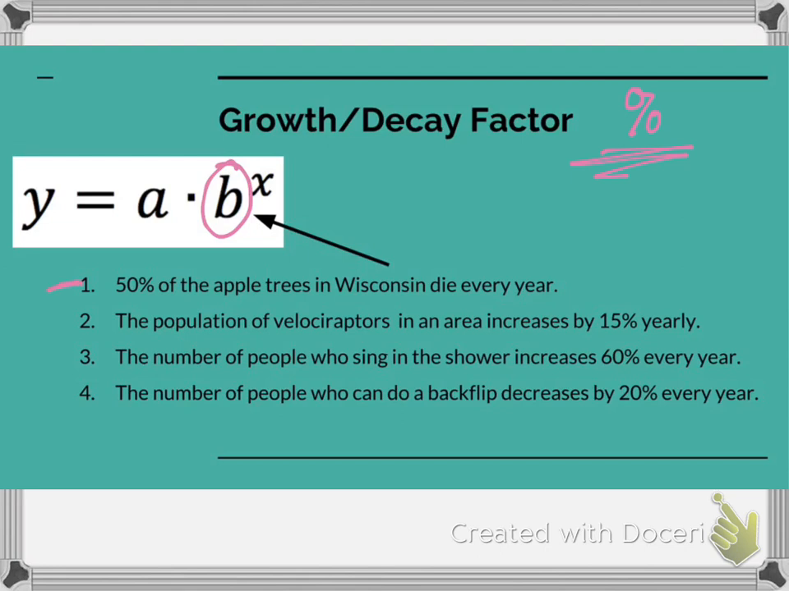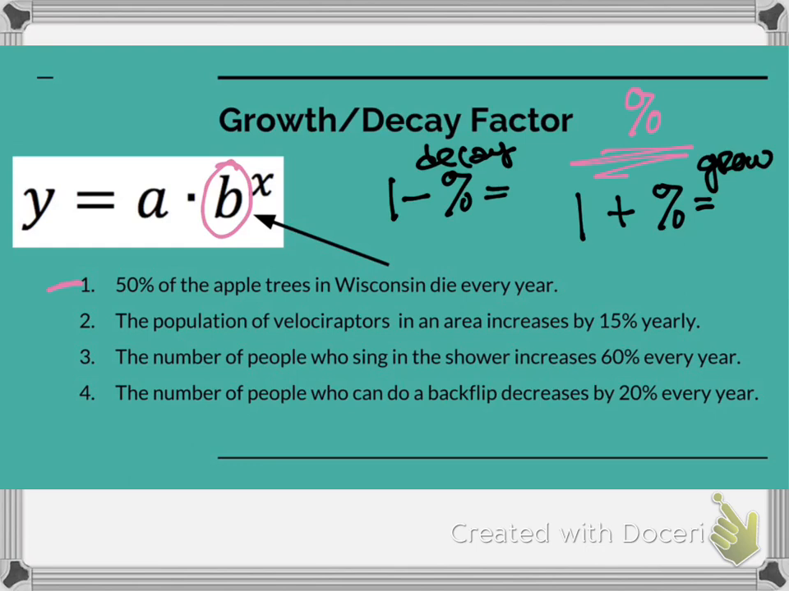If I have a percentage, it says 50% of the apple trees in Wisconsin die every year. If I have a percentage, what we're going to do is take 1 plus that percentage if I am growing, or I'm going to take 1 minus that percentage if I am decaying. And when I'm talking about using that percentage, I'm talking about the decimal version of that percentage.